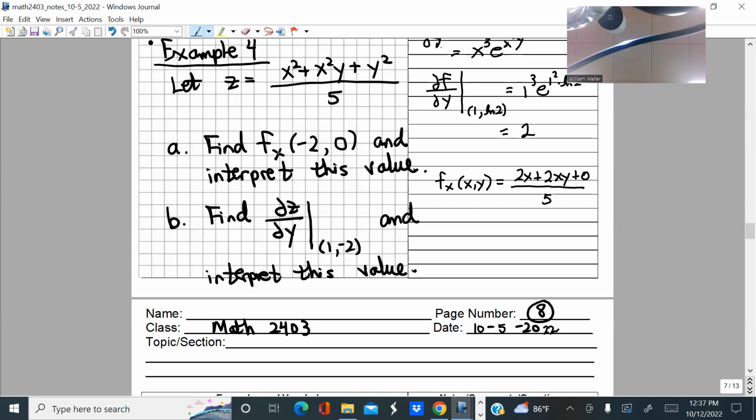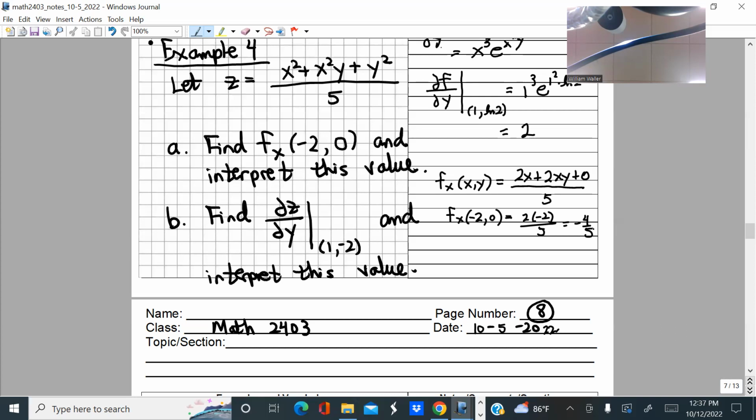So when you take the partial derivative with respect to x, you're thinking of y as being a constant. So you just get this, right? And now when you evaluate that at -2 and 0, just plug -2 in for x, and the 0 in for y is nice because that zeroes out this term. So it looks like you just get the first term here, 2 times -2 over 5, -4/5. So what does that mean to us?